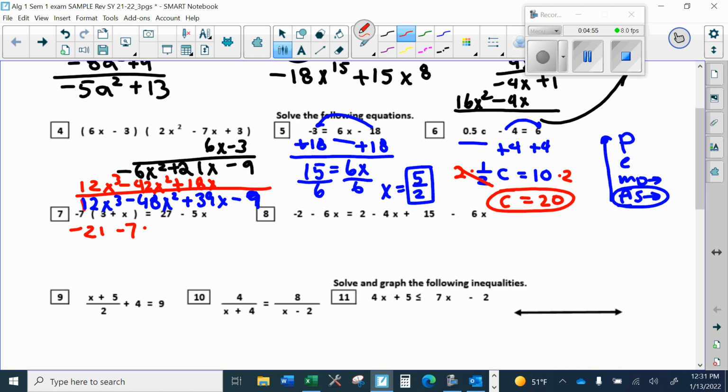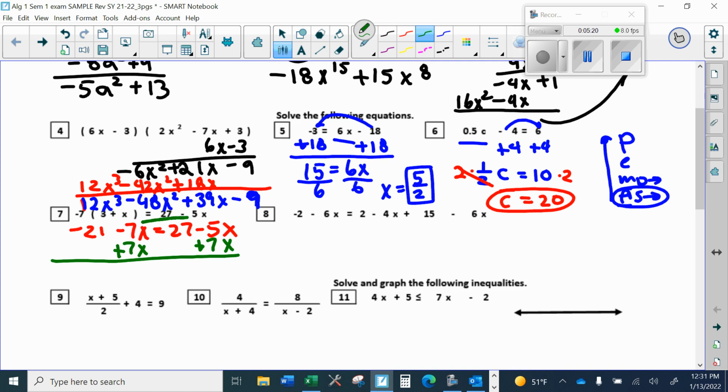-7x equals 27 minus 5x. Okay, now of course I ask myself which variable is smaller. The -7 is smaller than -5 because it's to the left of -5 on the number line. So I'm going to move it to the other side. The smaller always goes to the bigger side, so therefore I end up with a positive coefficient on the variable.